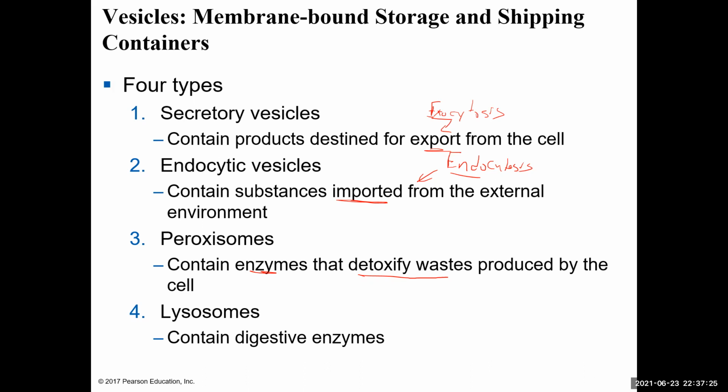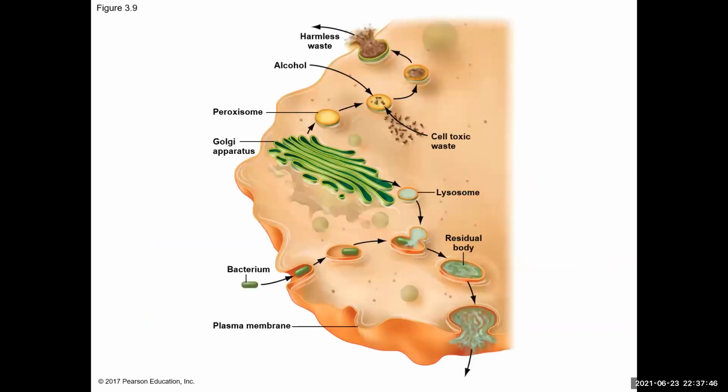And then we have the lysosomes, which have the digestive enzymes that are breaking down like foreign invaders, like a bacterium, or old organelles that are broken down and not working anymore. And so they will break those organelles down into their individual components so that they can be recycled and reused in new organelles. So here we have images of these four types of vesicles.